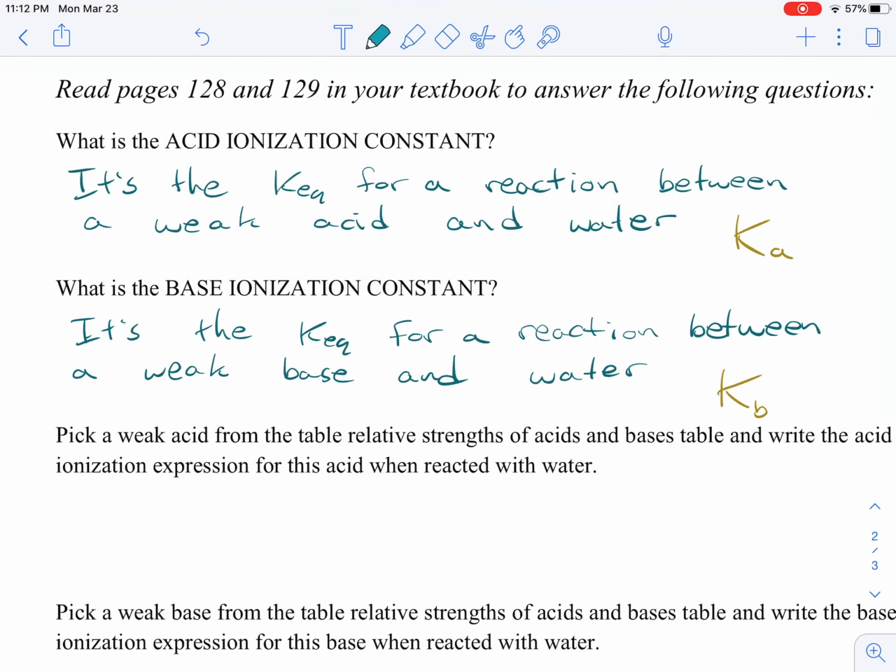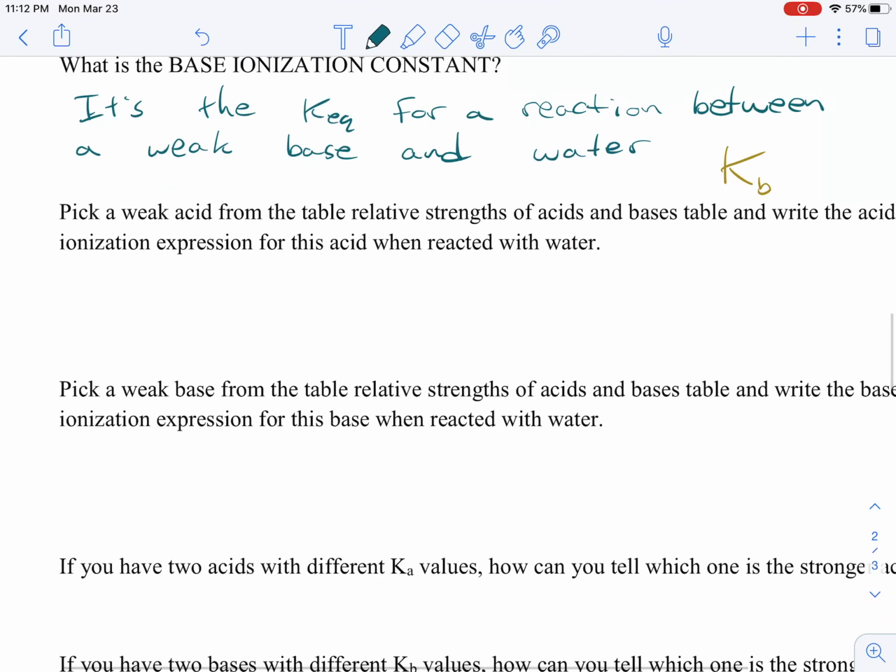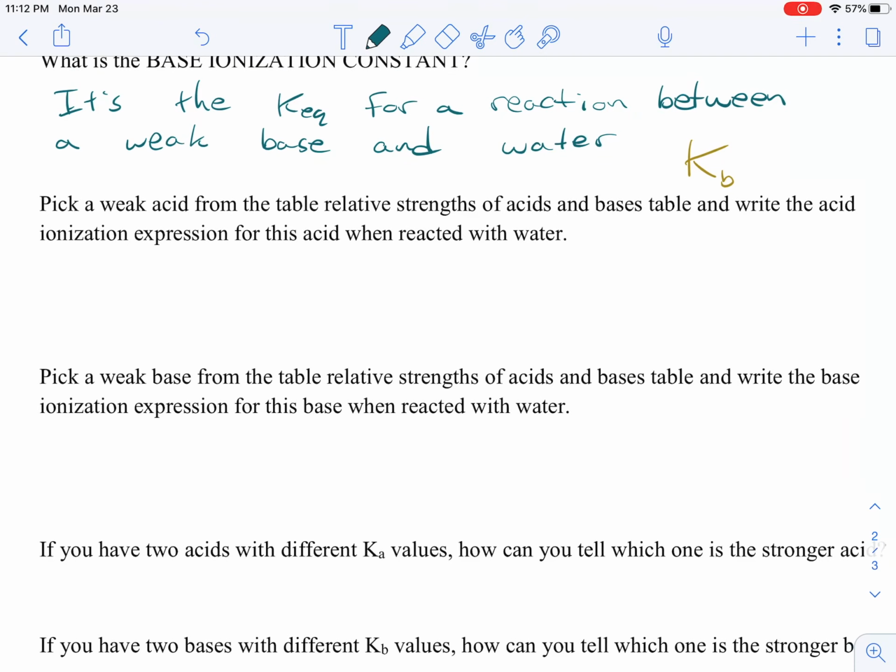Okay, this next question says pick a weak acid from the table, relative strengths of acids and bases, and find the acid ionization expression for this acid. First, I'm going to write the equation for this reaction. The acid I'm going to pick is H3PO4, phosphoric acid, aqueous. As we said above, this is the KEQ for a reaction between a weak acid and water.